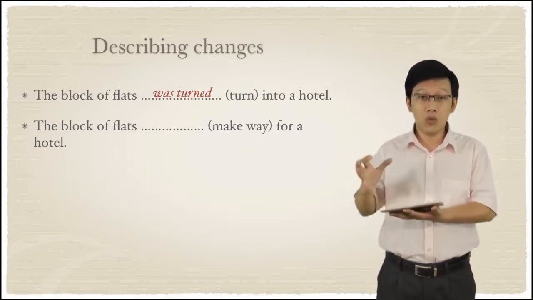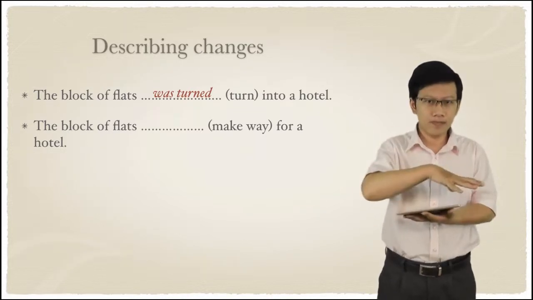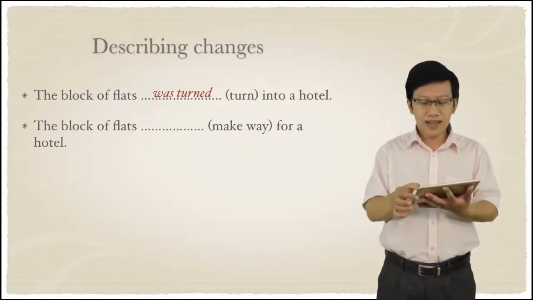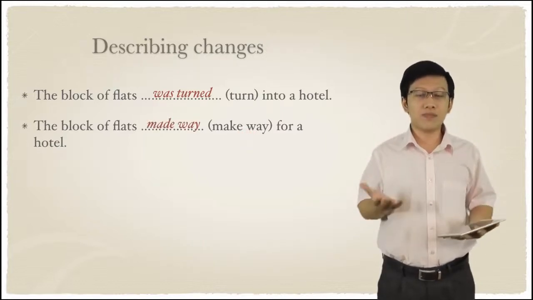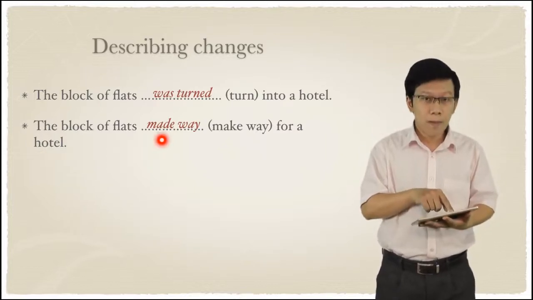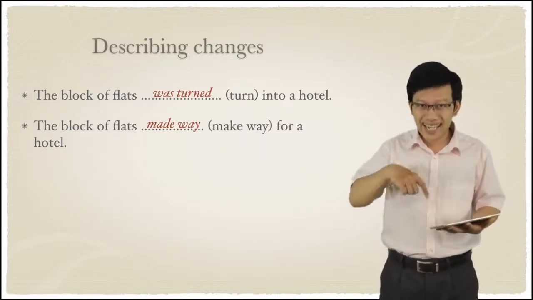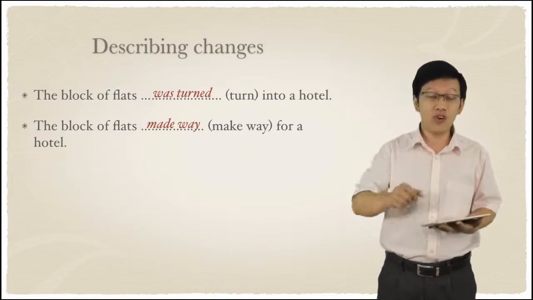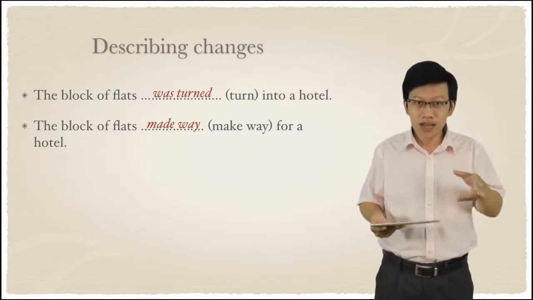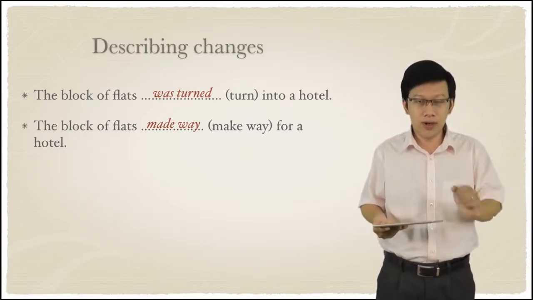The block was turned because people turned it. You can also use the verb make way, and then you say the block of flats made way for a hotel. Here we use active voice because the block can actually make way for the hotel by itself. This is the action that it does after it was turned into a hotel, right?